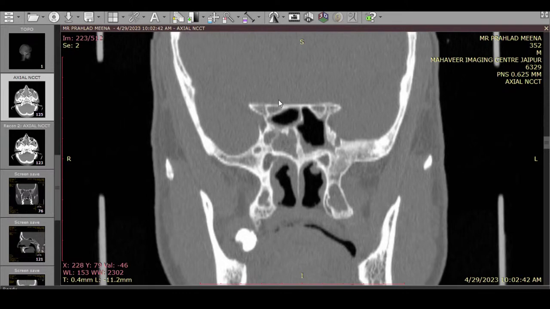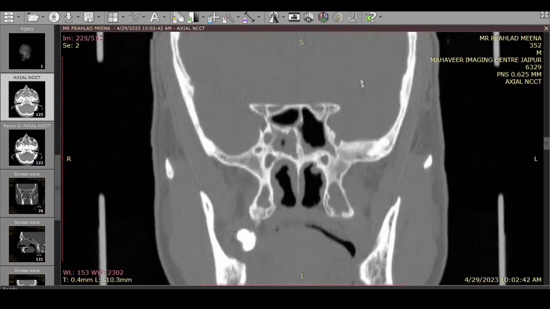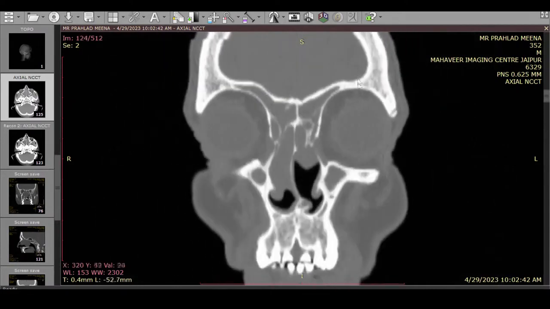I hope everything is clear. Anybody, any question? Sir, will you show suprabullar and supraorbital again? Okay. Suprabullar and supraorbital. The suprabullar cell in this case has extended into the frontal sinus to have become a frontobullar cell. I showed you. See this.